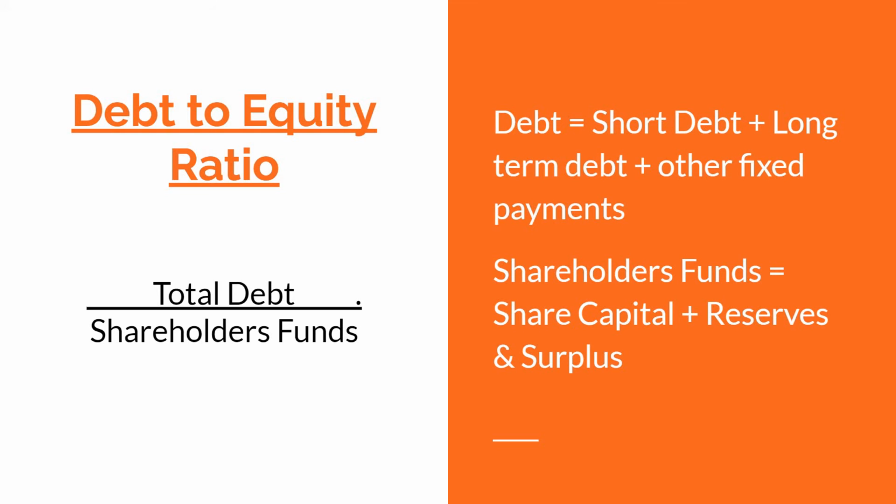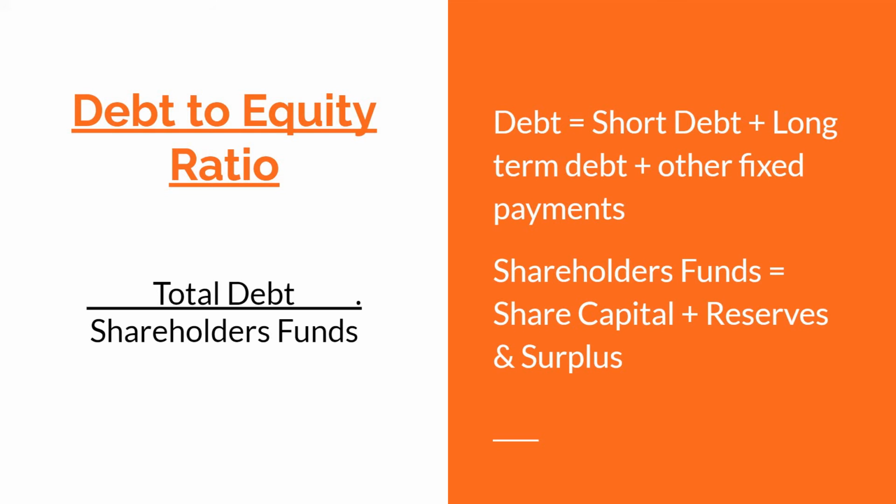Let's suppose you have a loan for 5 years. It should be a long-term loan, and there is another loan of 1 year, which would be a short-term loan. So all these loans are added together, and then any sort of fixed payments that you have are added together, which is to be divided by your equity capital.